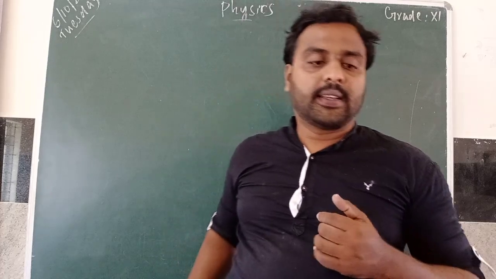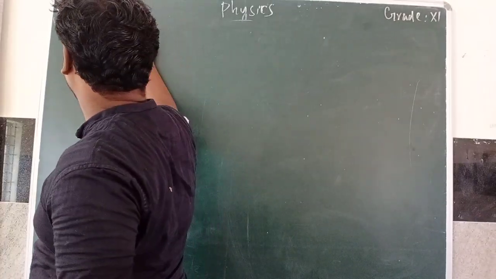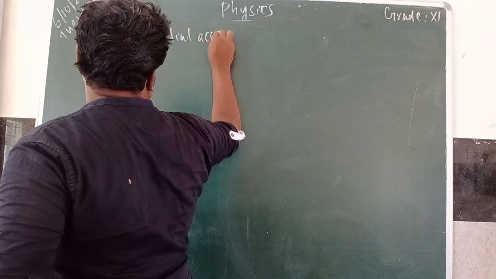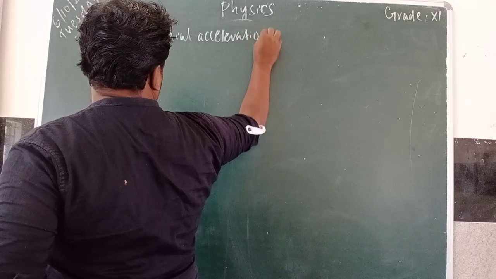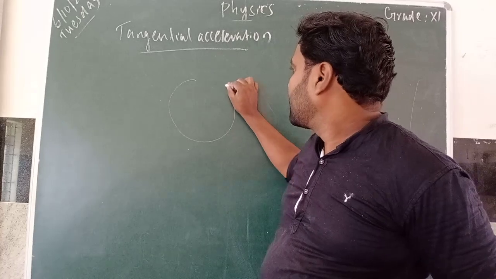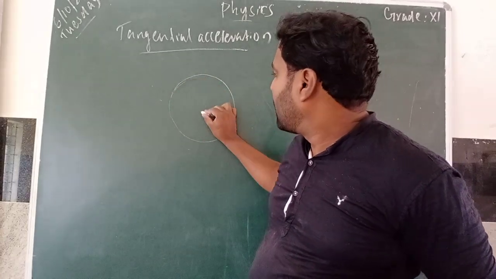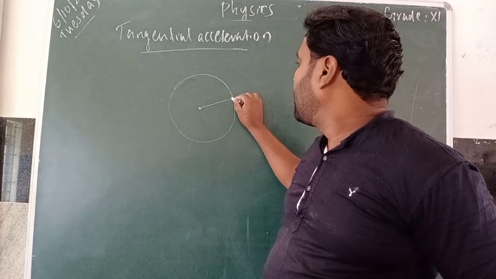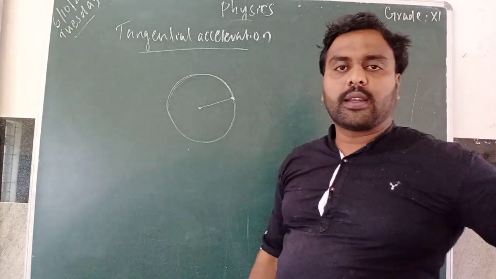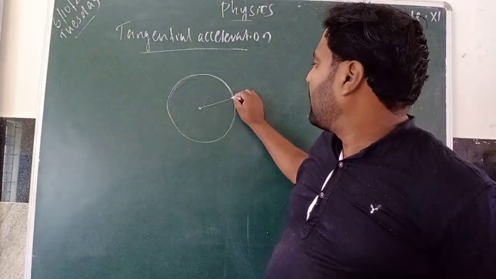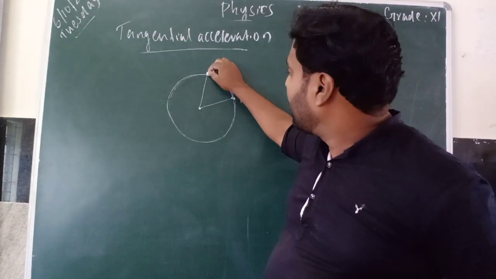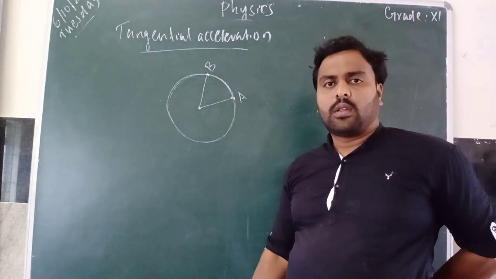Our next topic is tangential acceleration. So assume that there is a circle like this. A circle means a particle. This is a particle which is moving in circular motion. Assume that this particle is moving from a point A to another point B.